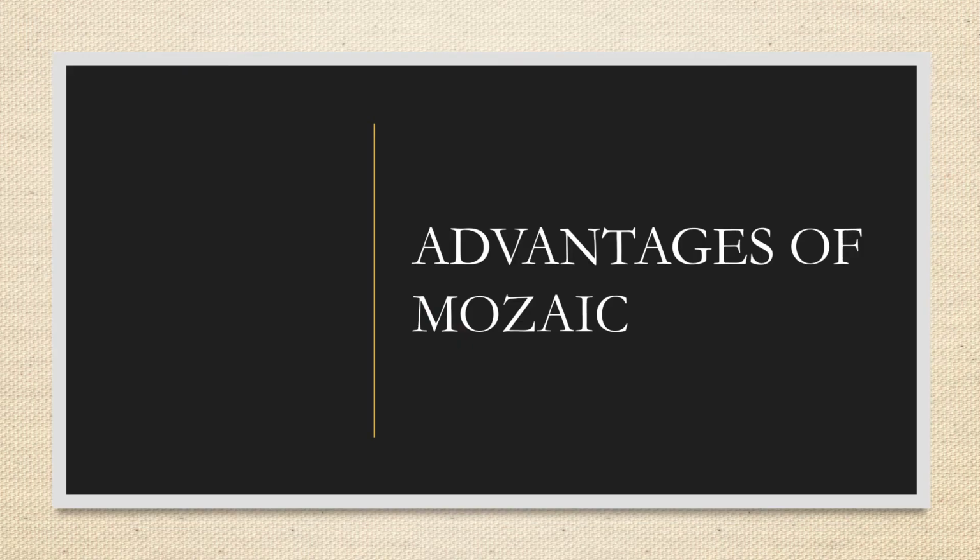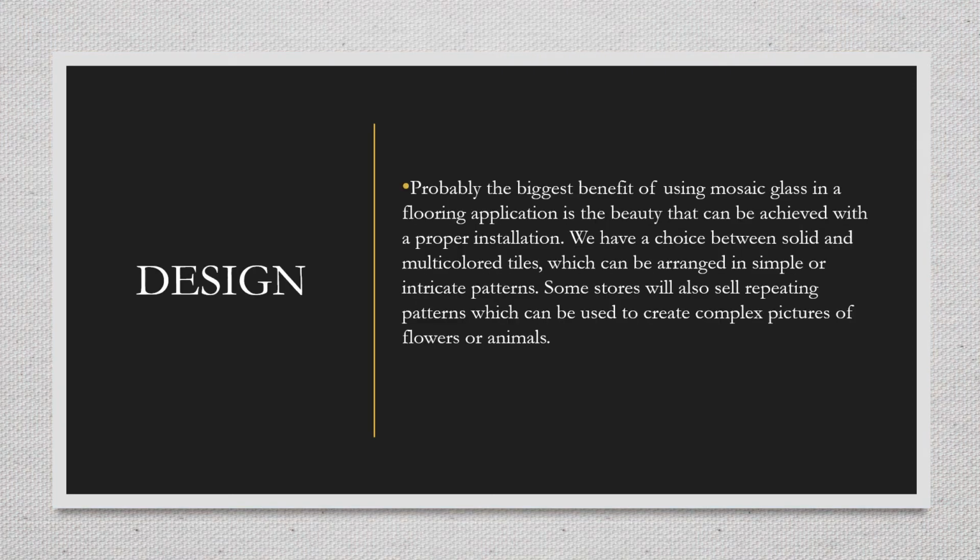So, we move to the advantages of mosaic. The first one is the design. Probably the biggest benefit of using mosaic glass in a flooring application is the beauty that can be achieved with a proper installation. We have a choice between solid and multicolored tiles, which can be arranged in simple or intricate patterns. Some stores will also sell repeating patterns which can be used to create complex pictures of flowers or animals.